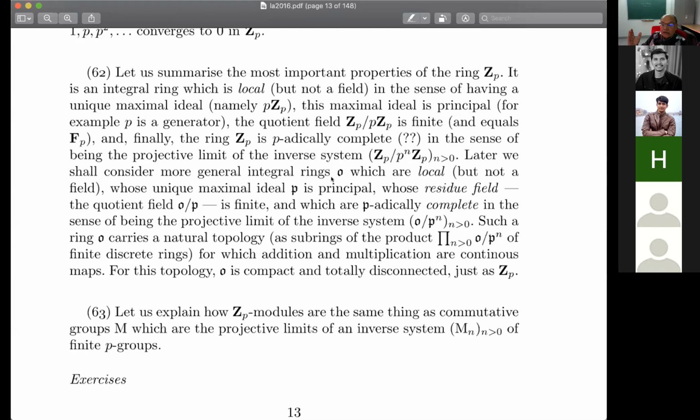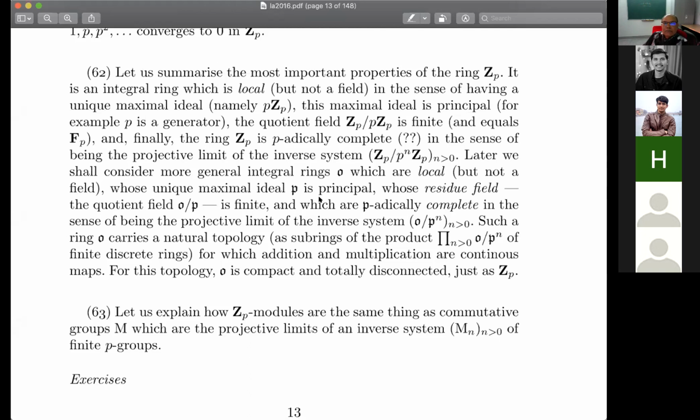For example, Z is not two-adically complete, or three-adically complete. When I take Z and the ideal generated by 2, take the powers of this ideal, and look at the inverse system given by these powers, namely Z modulo 2, Z modulo 4 going to Z modulo 2, Z modulo 8 going to Z modulo 4, and so on, and I take the inverse limit of this, I get something which is not Z at all. So Z is not two-adically complete.